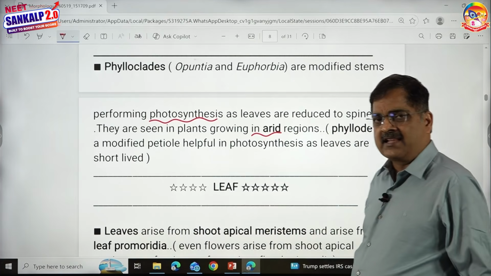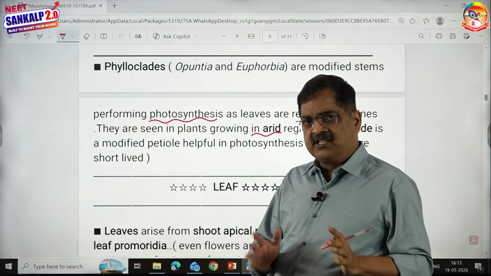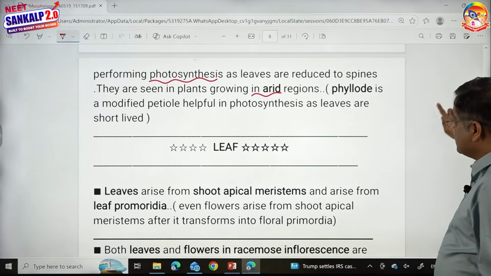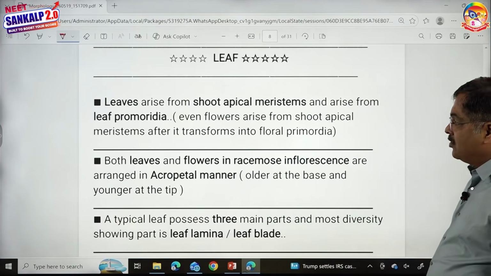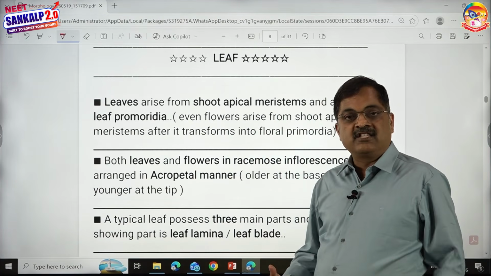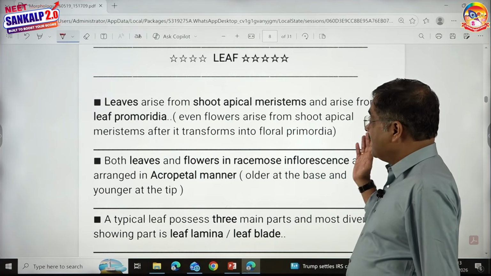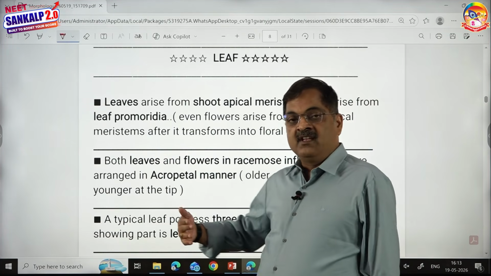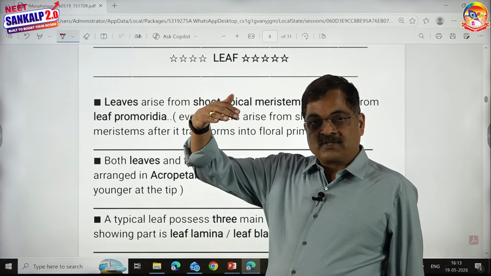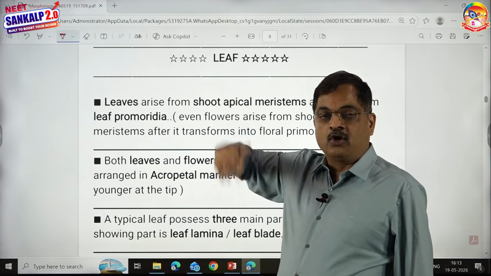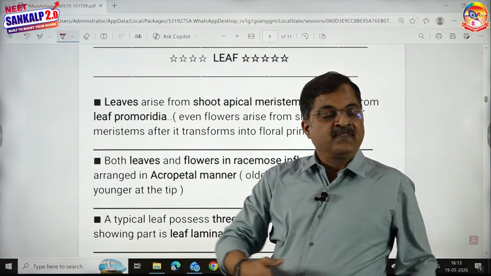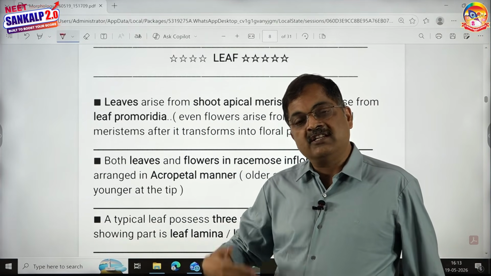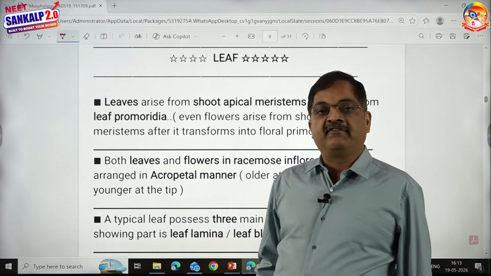I think we are going nicely with regard to root and stem, isn't it, children? Yes. Now we go without wasting any time into the next important topic, that is leaves. All of you know that leaves arise from shoot apical meristems and arise from leaf primordia. Unlike root and stem, which contain apical meristems and show indeterminate growth, leaves, flowers and fruits don't have any apical meristems at the tip. So therefore they show determinate growth and show a periodic fall.